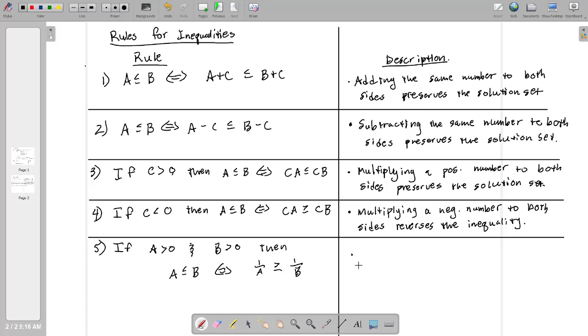This property actually follows directly from property 3. If you multiply both sides by 1/(ab), then you'll get this exact property. You should try that. Taking the reciprocal of both sides reverses the inequality sign.